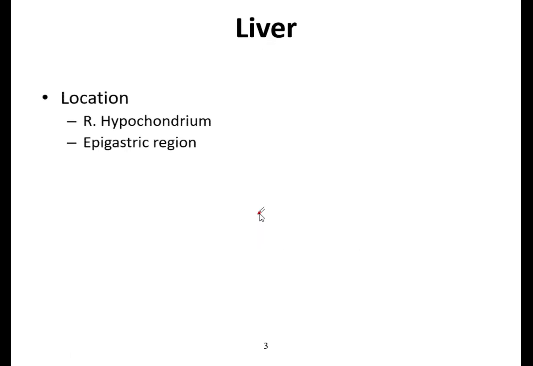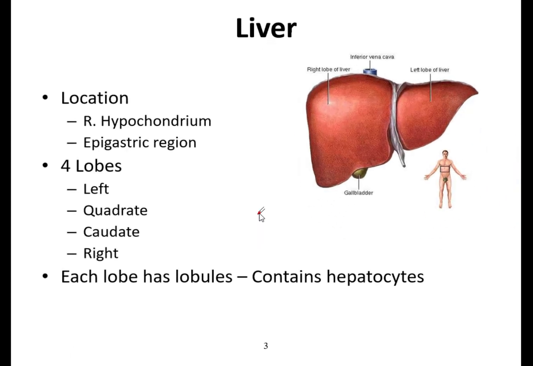Okay, so we will start with the liver first, right? So what is the location of the liver? The liver is the largest exocrine gland of the body, and its weight is about 1.5 kg in an average adult.